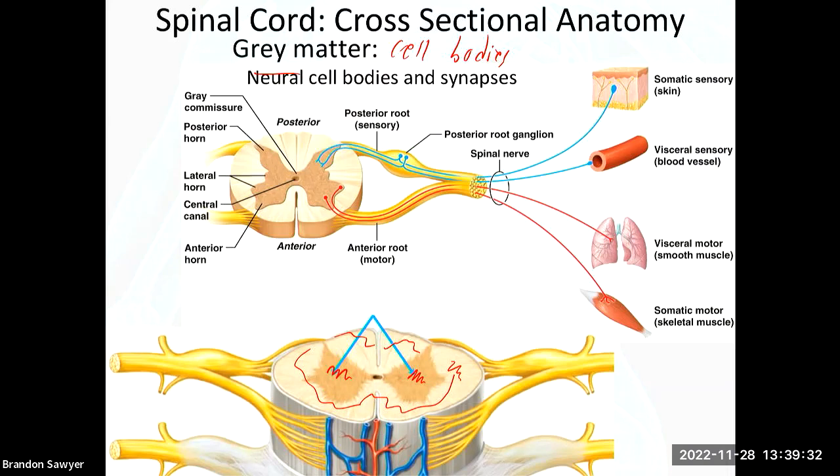So the cell bodies as well as synapses, right? Because when we have those other axons coming and interacting with the cell bodies, that's where synapses are occurring. Give you a sec to finish writing that down. And each of these little regions, as you can see here, have different names, right? The posterior horn, the anterior horn, the lateral horns here, and all of those contain different groups of neurons. So we'll look at each of those individually.